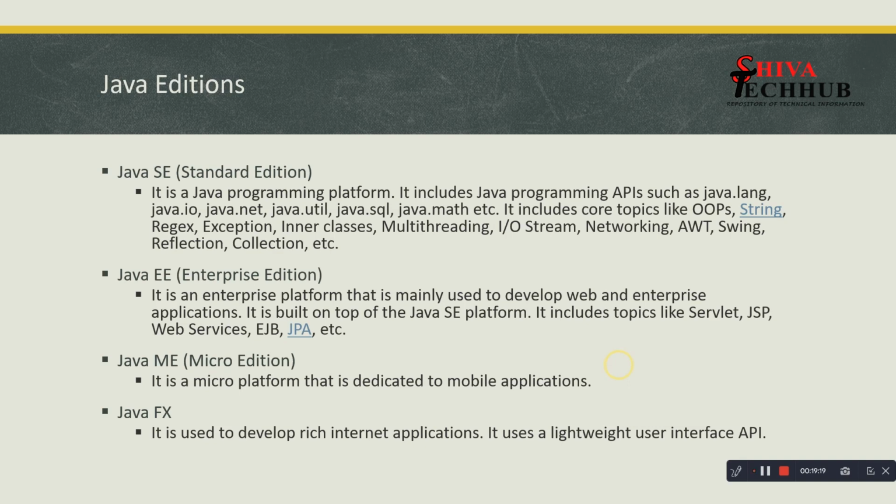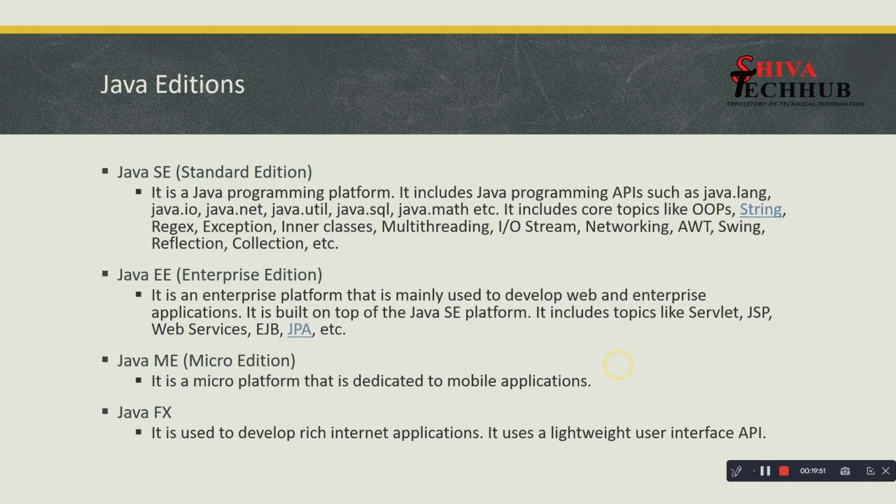And Java Enterprise Edition. Enterprise Edition is widely used by many multinational companies and different clients in order to build applications, as it provides more security compared to other editions of Java. It is built on top of the Standard Edition platform. It is an extension to Standard Edition, and it includes various topics like servlets, JSPs, web services, Enterprise JavaBeans, etc.